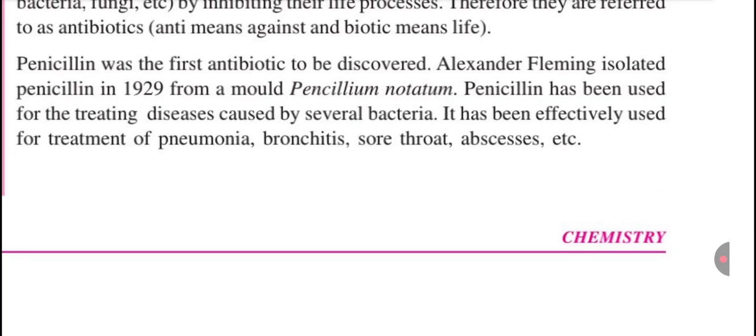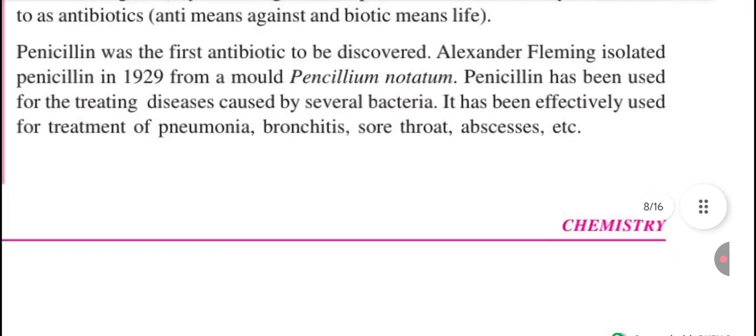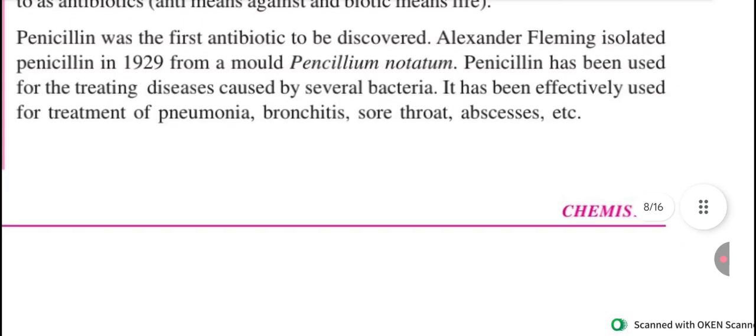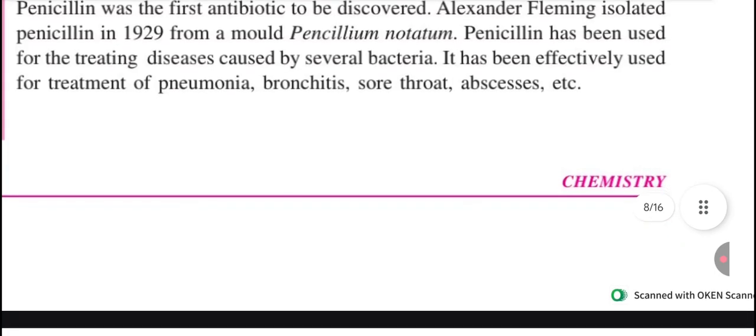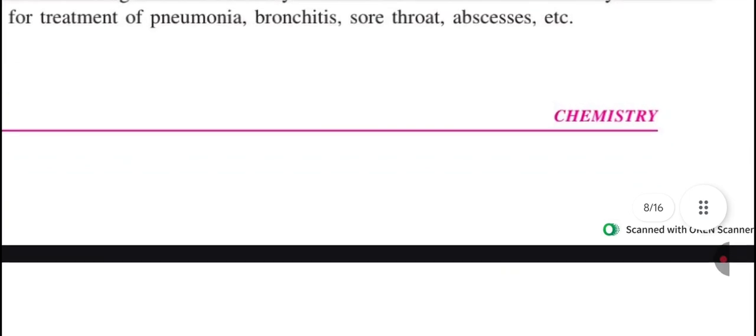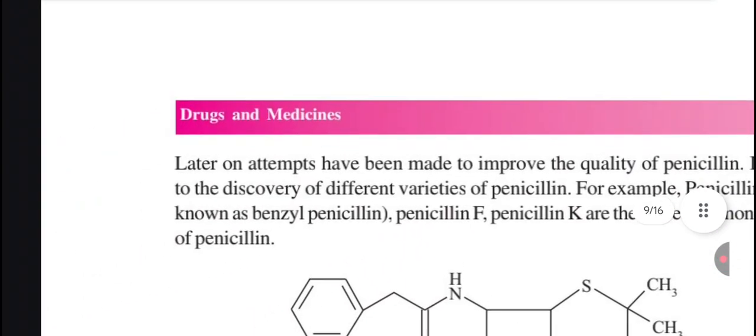Penicillin was the first antibiotic to be discovered. Alexander Fleming isolated penicillin in 1929 from a mold, Penicillium notatum. Penicillin has been used for treating diseases caused by several bacteria. It has been effectively used for treatment of pneumonia, bronchitis, sore throat, abscesses, etc.